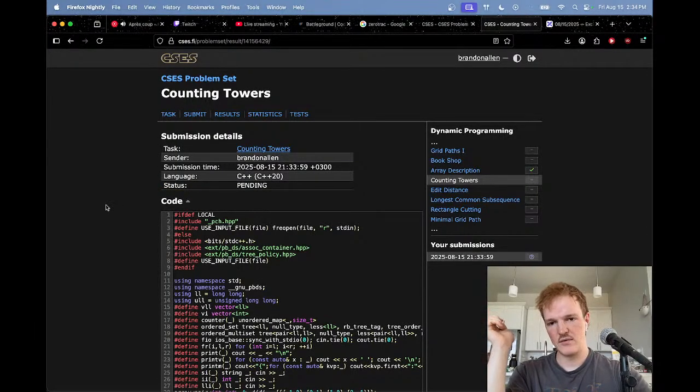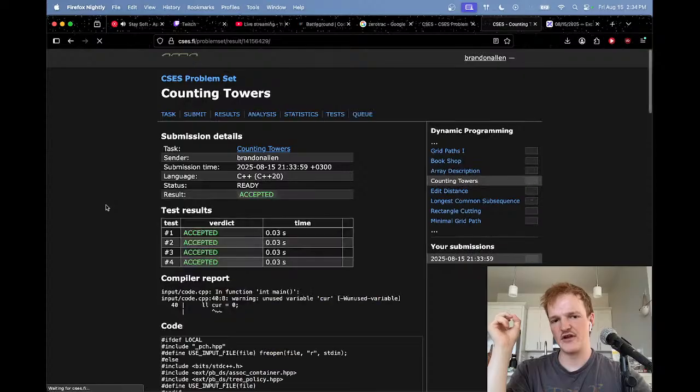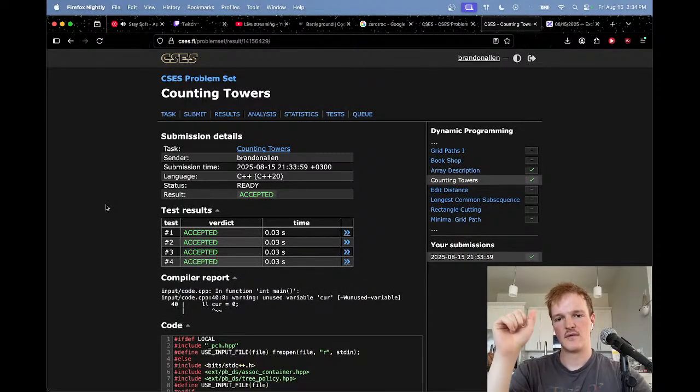Never saw you doing C++. I think I use C++ significantly more than Python at this point.